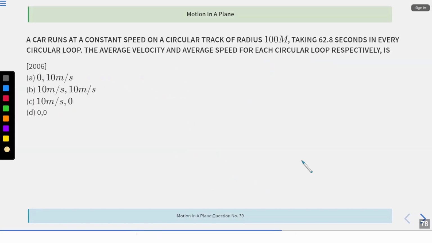So moving to the next question. A car runs at a constant speed on a circular track of radius 100 meter, taking 62.8 seconds in every circular loop. The average velocity and average speed for each circular loop respectively is 0, 10, 10, 10, 10, 0, 0, 0. Okay, so here again, circular motion. That is the concept. And what are they telling? They need average velocity and average speed.